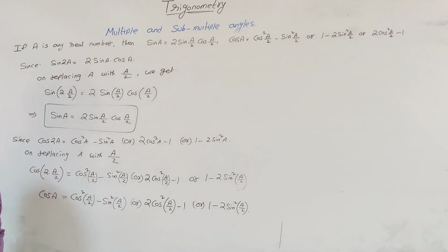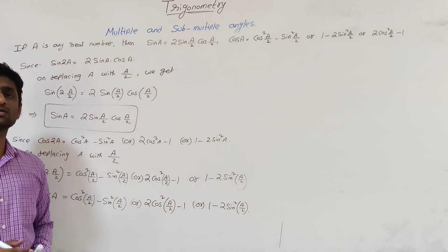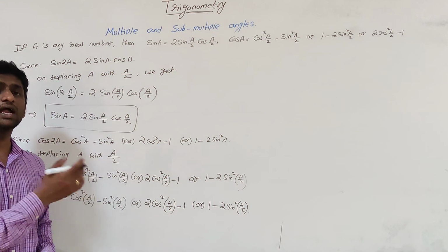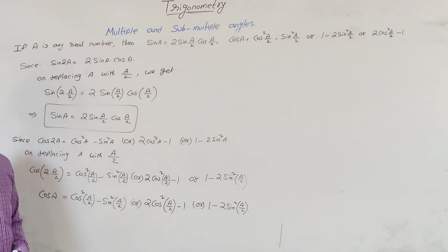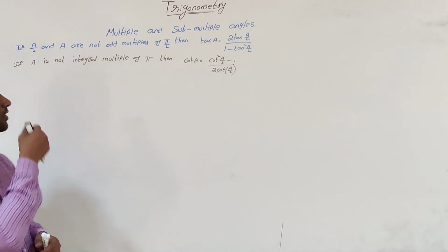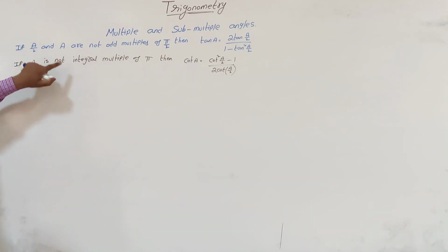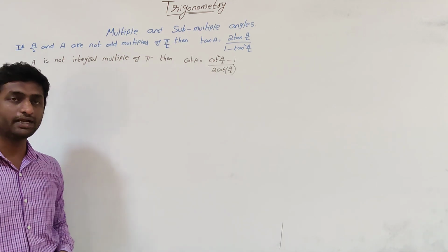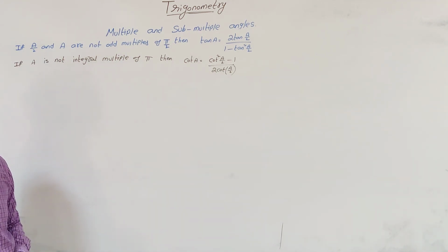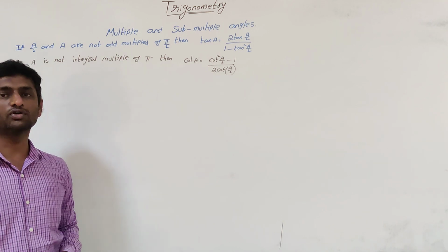Similarly, we can have tan A and cot A from tan 2A, by replacing A with A by 2. We'll see what tan A and cot A will be. If A by 2 and A are not odd multiples of pi by 2, then tan A is 2 tan of A by 2 by (1 minus tan square A by 2). And if A is not an integral multiple of pi, then cot A is (cot square A by 2 minus 1) by 2 times cot of A by 2.